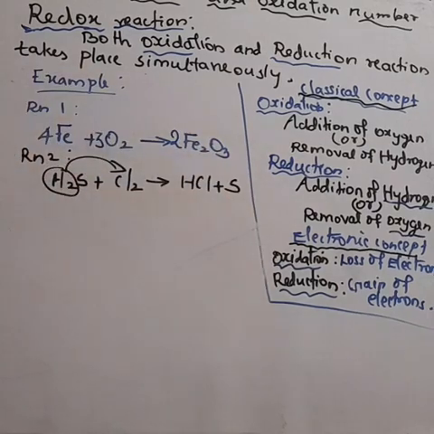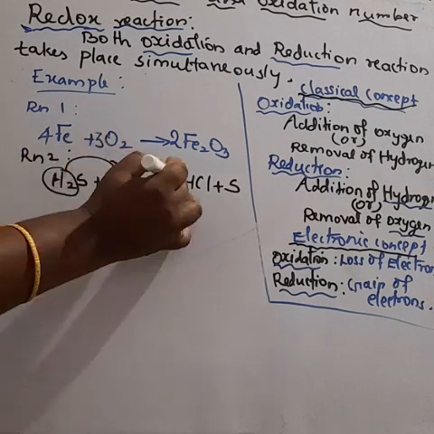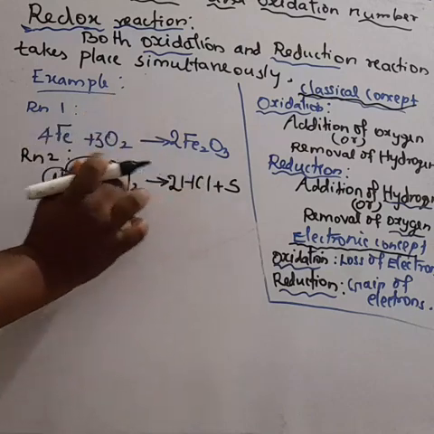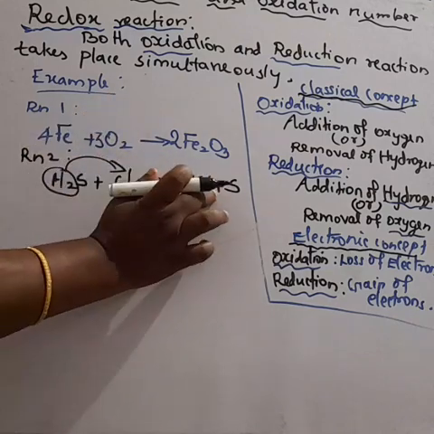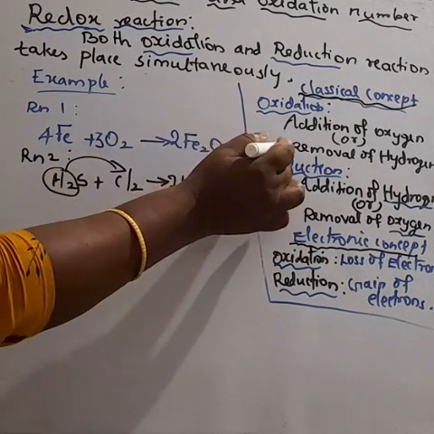Okay, here we have to balance the equation. Hydrogen here is 2 in H2S, 2 atoms, so we have to make 2 moles. Sulfur here 1, here also 1. Chlorine here 2, here also 2. Okay, so in this reaction, which reaction takes place here? Oxidation or reduction?